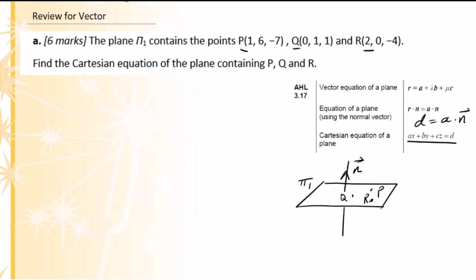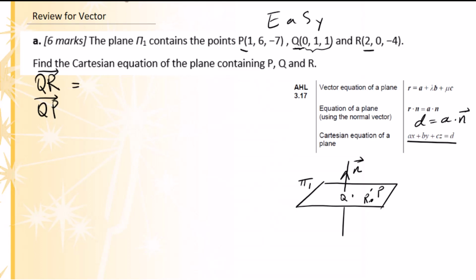π1. These 3 points can form 2 vectors. And a normal vector will be the cross product of these 2 vectors on the plane. Check PQR. The coordinates for Q is an easy number, QR and QP. Use the easy method to figure out the vector QR.